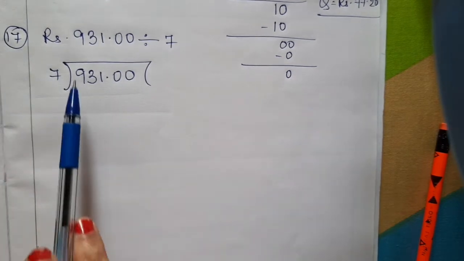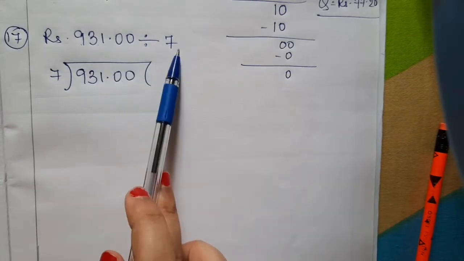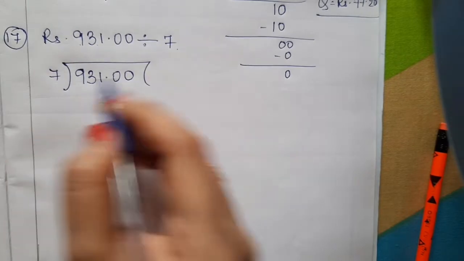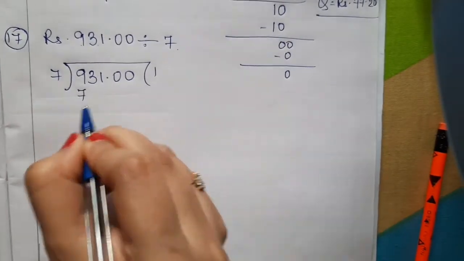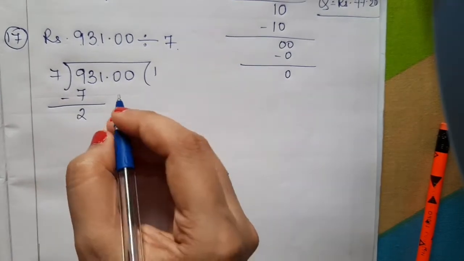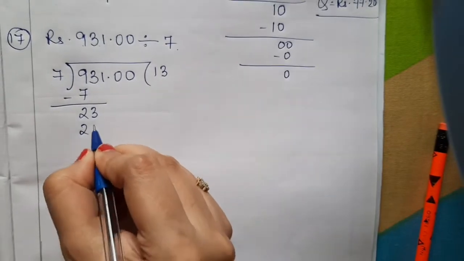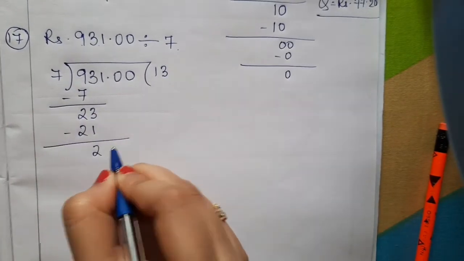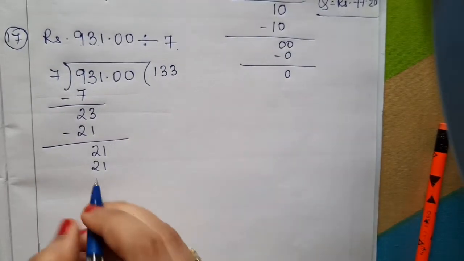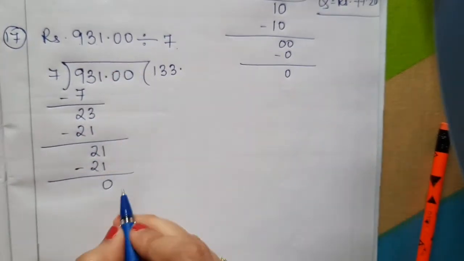Now what is the question? The question is I have to divide 931.00 by 7. Now let's do it. 9 is greater, so I can simply write 7 ones are 7, minus 7, minus 9 is 2. 7 eights, 7 nines. This 3 will come down. 7 threes are 21, minus 2. Now 1 will come down. 7 threes are 21, minus 0. Point. Bring this 0 down.